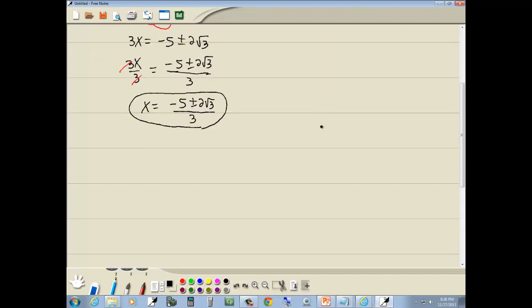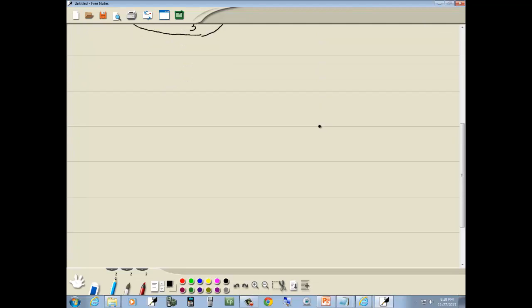Let me scroll down a little bit. Now the next item we're going to take a look at is the quadratic formula. We looked at the zero factor property. That works well if it can factor. We looked at the square root property. That works well if you can get the entire left side squared easily.